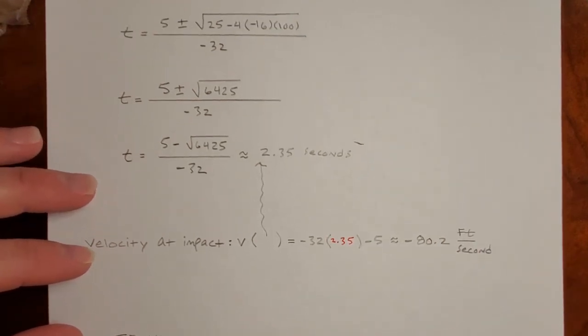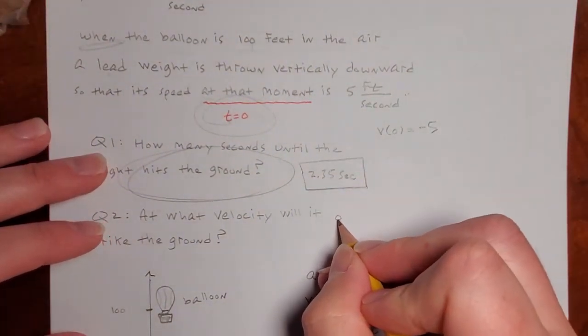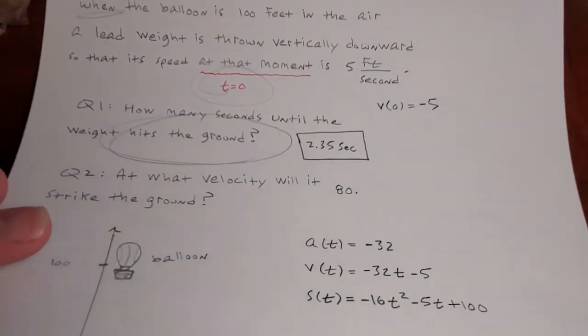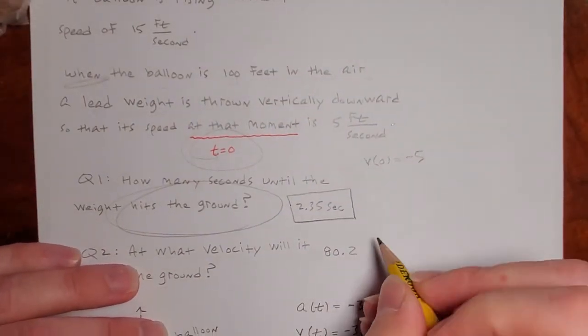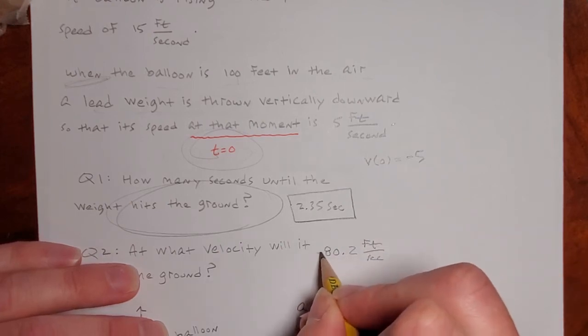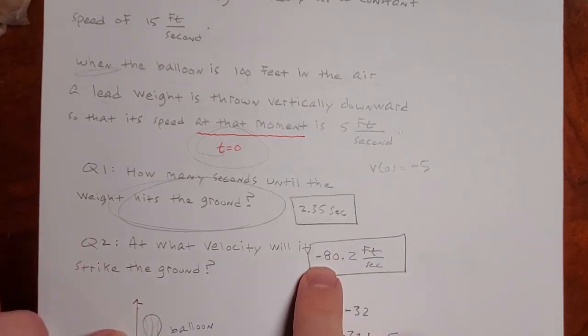All right, so I got impact the ground at 2.35 seconds, moving at 80.2 feet per second. And I guess it did say velocity, so I should include the sign, okay?